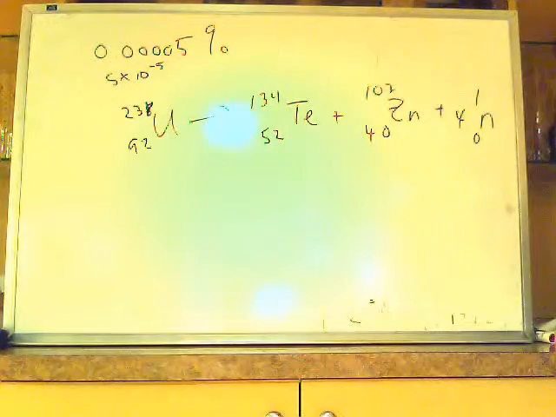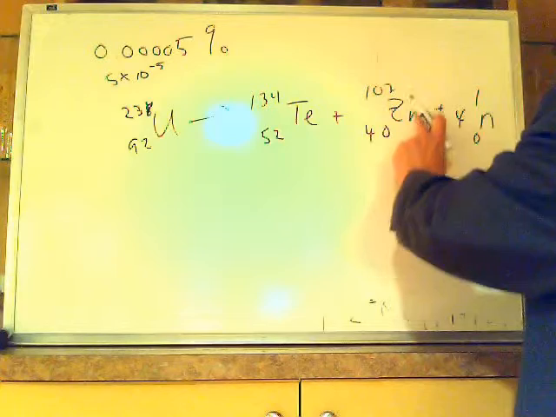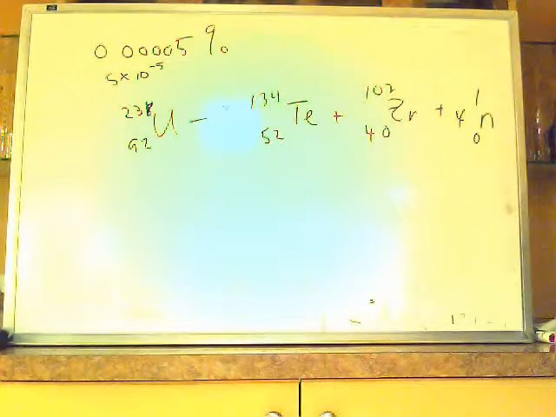which is given as 238.050783 atomic mass units, and then we add up the mass of all of the products, that is the tellurium, the zirconium, and finally there's 4 neutrons. Let's see here.